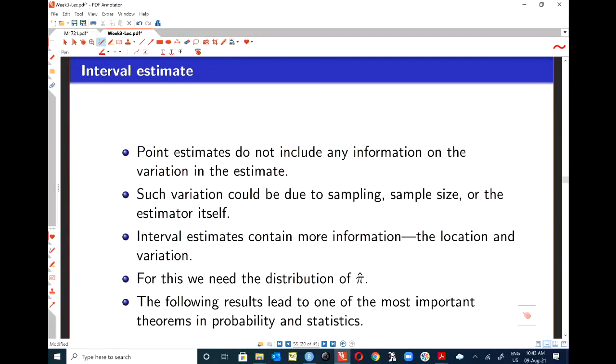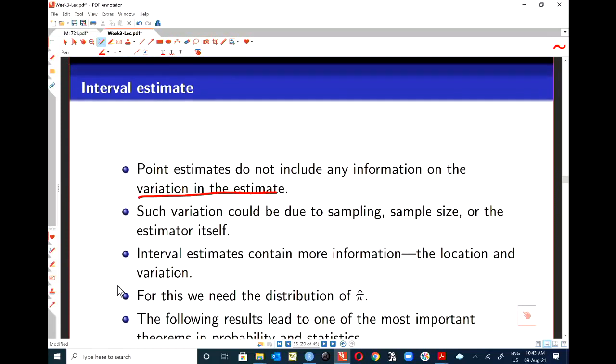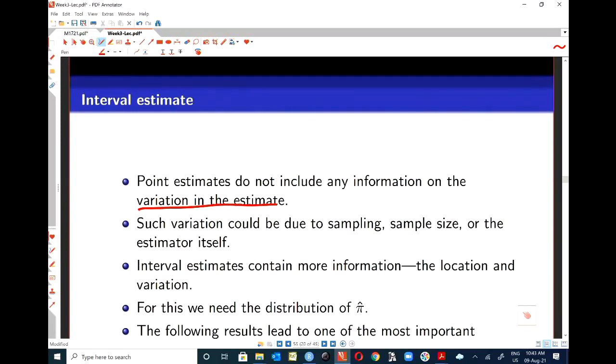But the thing is, the point estimates have no information on variation. So, for example, if I take a look at a situation where I've got data 1, my n in this case is 100, and I've got observed number of successes is 48, then my pi hat here is 0.48.